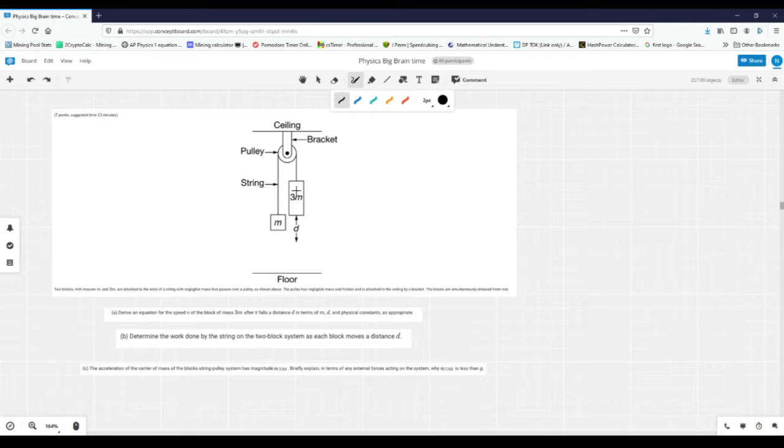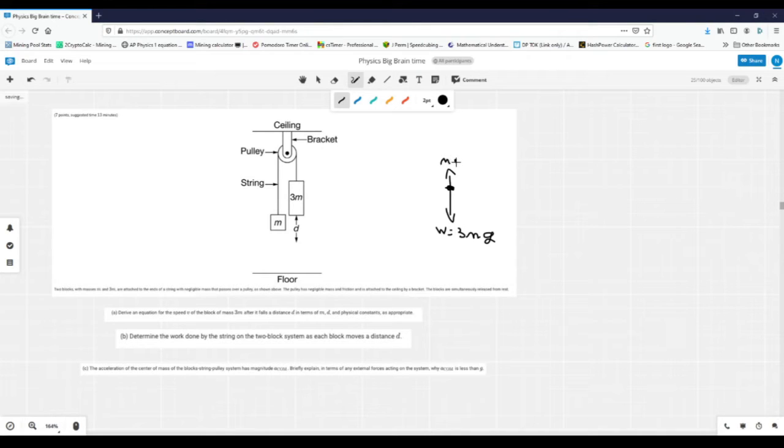So let's look at the 3M block. What forces are we going to see on the 3M block? Tension, weight. Okay, so the weight force over here and the tension force over here. And what will the weight force be equal to? 3mg. And then what will the tension force experienced by this block be? mg.